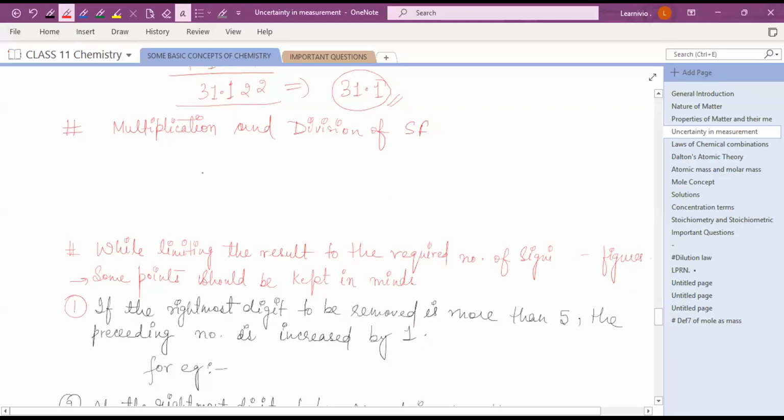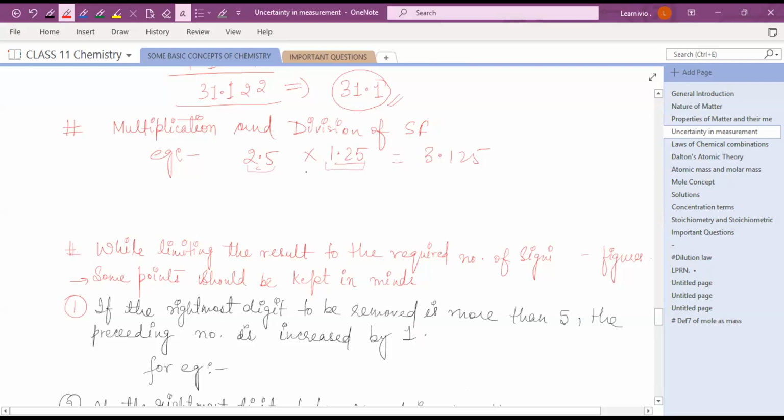Okay, multiplication and division of significant figures. For example, I will give only one example because these are not very important. Like 2.5 into 1.25. First multiply these numbers, so you will get 3.125. But the final answer you have to check.